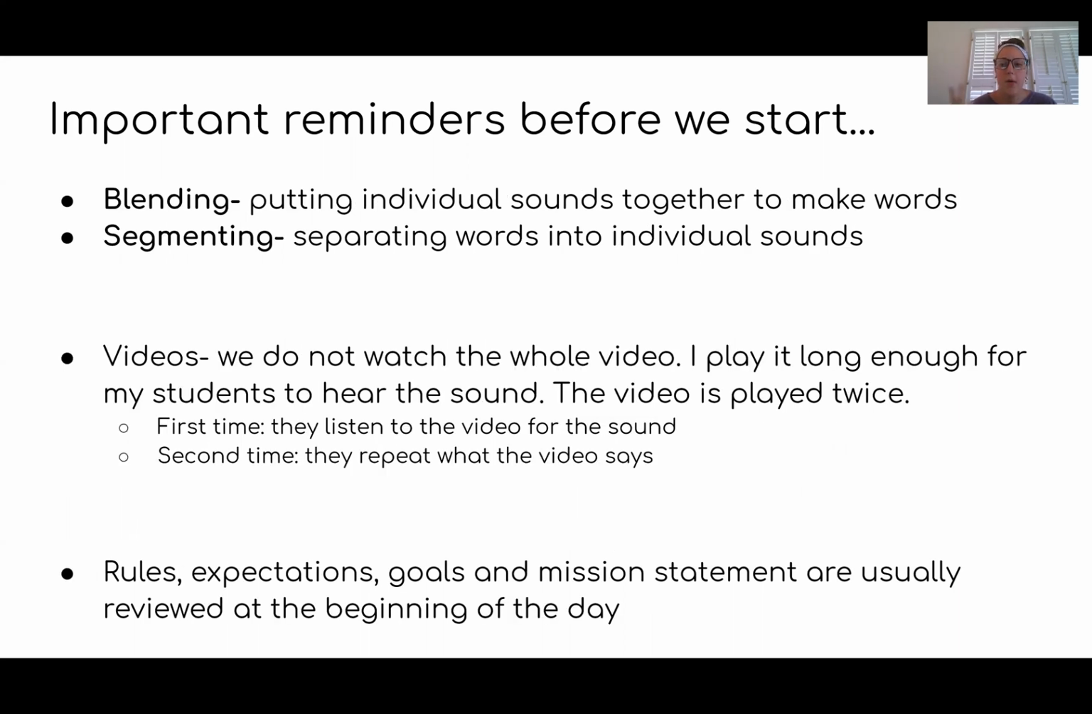Okay, a couple things that I'm going to talk about through this lesson are blending and segmenting. So I want you all to get familiar with what these mean. Blending means putting individual sounds together to make a word. So k, at, cat. And segmenting is separating words into individual sounds. So I have the word cat, and then I'm going to separate it into k, at.